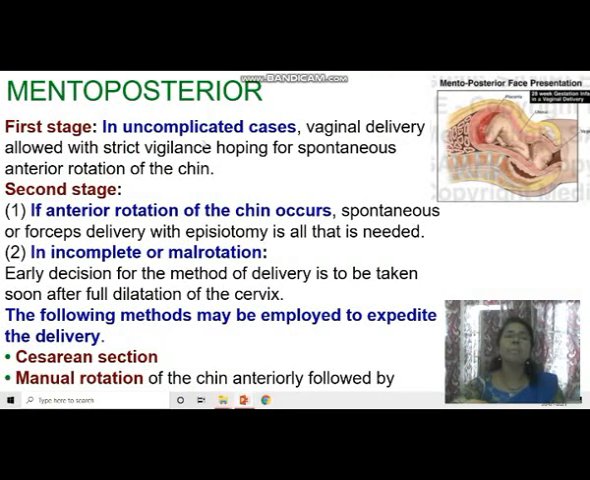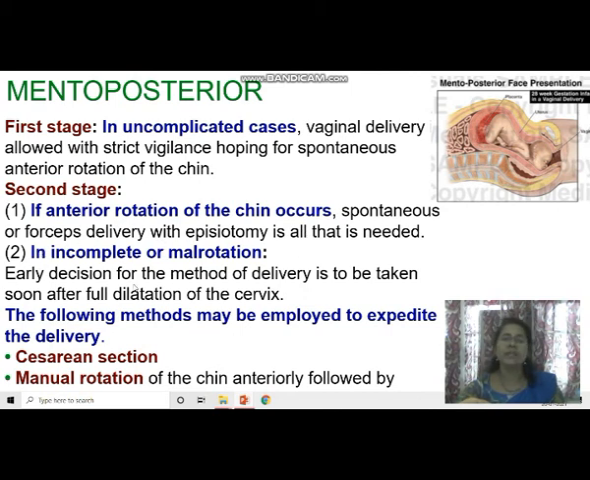Then if it is mento posterior, in the first stage in uncomplicated cases, vaginal delivery is allowed with strict vigilance, hoping for spontaneous anterior rotation of the chin. Usually the mento posterior comes from the occipito-anterior position becoming the mento posterior. In the second stage, if anterior rotation of the chin occurs, spontaneous or forceps delivery with episiotomy is all that is needed.